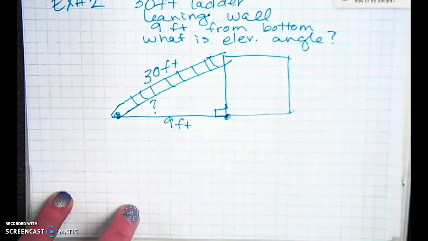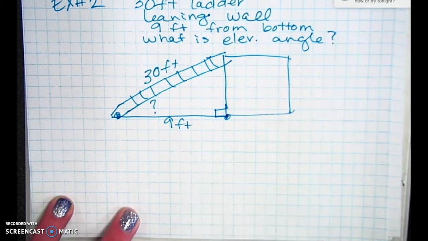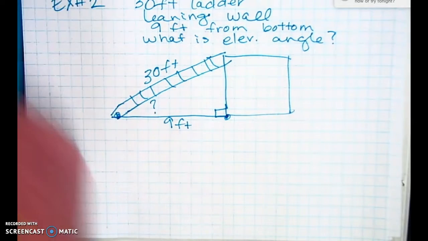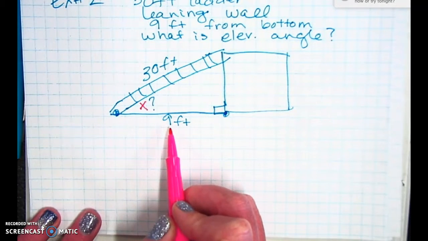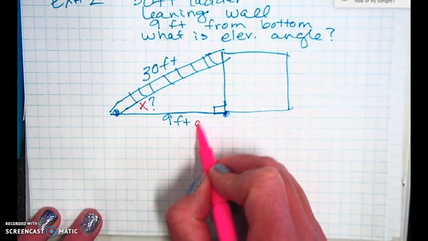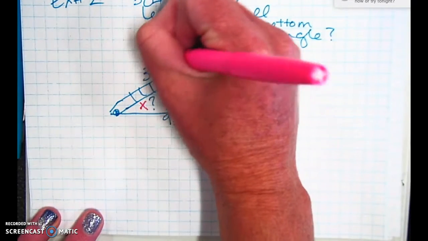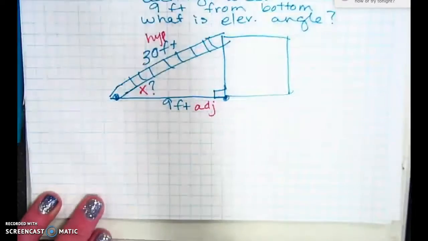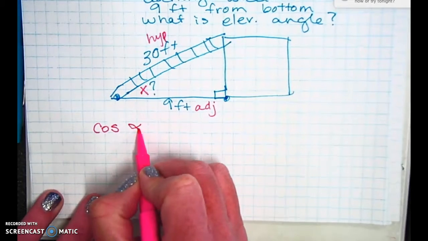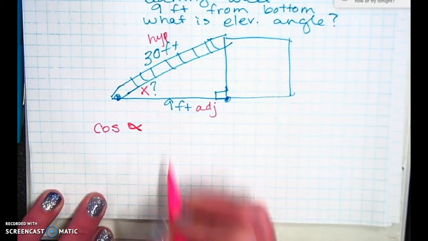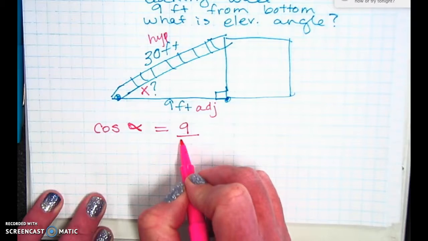You can call it X, angle X. You can call it one of those Greek letters, alpha, beta, whatever, okay? But we need to know which trig function we're going to use from that angle. So I'm going to call it X. So 9 feet is opposite, adjacent, or hypotenuse? Adjacent. The 30-foot ladder is the what? Hypotenuse. So which trig function is going to be used here? Cosine. So we're going to say the cosine of X, let's call it alpha, is equal to the adjacent, which is 9, over the hypotenuse, which is 30.